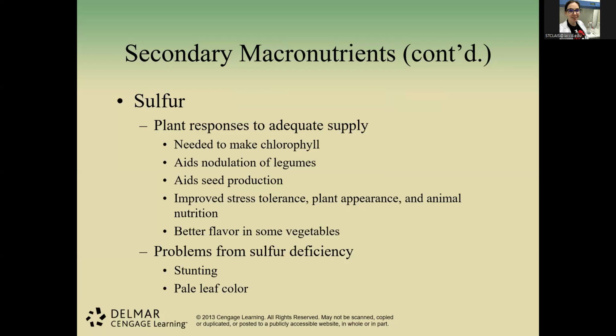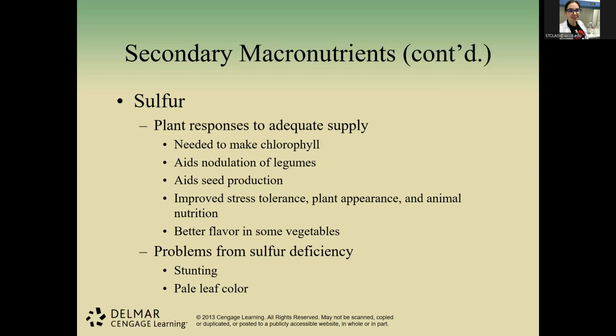And that's the root nodule on the root of the legumes, like our pea plants, our beans, those other Fabaceae that are nitrogen fixers. So sulfur is important in protein production. So it's important for nodulation of legumes as well. It aids in seed production. Many seeds are rich in protein. We have improved stress tolerance, plant appearance, and animal nutrition when there's enough sulfur. And sulfur is also important for the flavor of many fruits and vegetables.